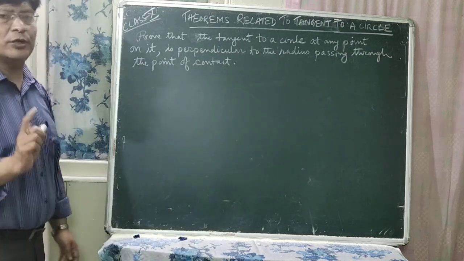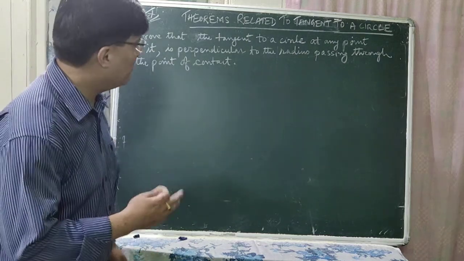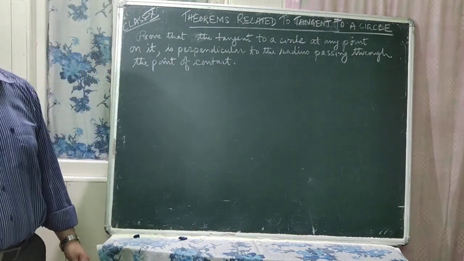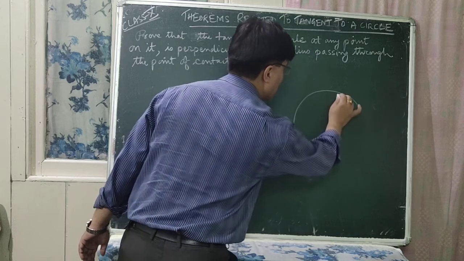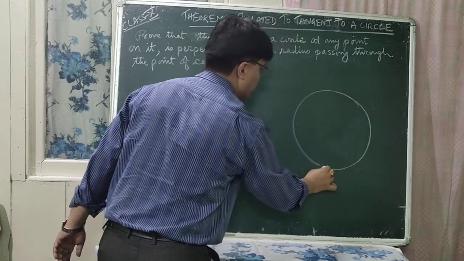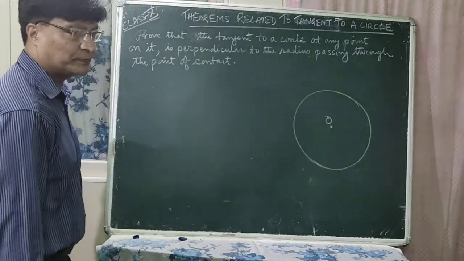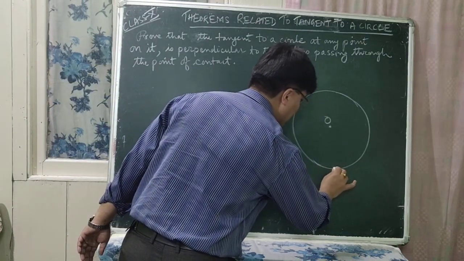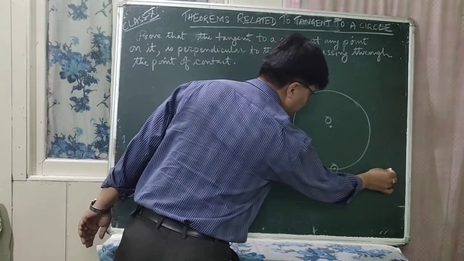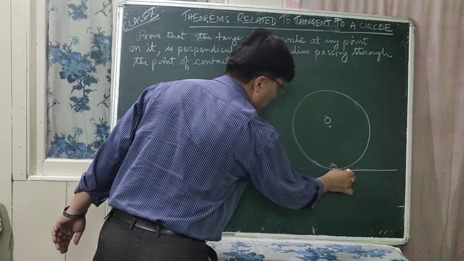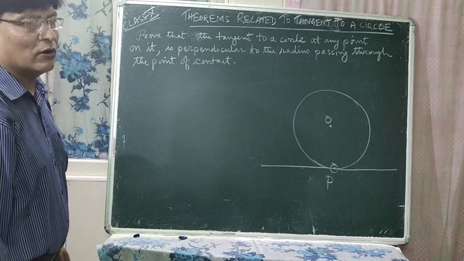So now the theorem is, you have to prove that the tangent to a circle at any point on it is perpendicular to the radius passing through the point of contact. Okay. So let us draw the figure now. Now this is a circle whose center is at the point O, right? And you take any point P on the circle. Now draw a straight line which touches the circle at the point P on it.